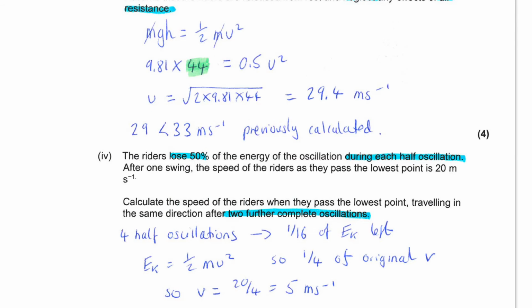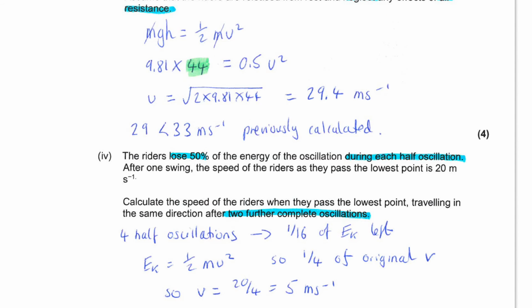Next part of the question asks us to show that the maximum speed in the advert is an exaggerated claim. We can assume the riders are released from rest, and we can ignore any effects of air resistance. So this is an energy conversion scenario. So the gravitational potential energy at the top of the swing is equal to the kinetic energy at the bottom. This is because we're ignoring any losses.